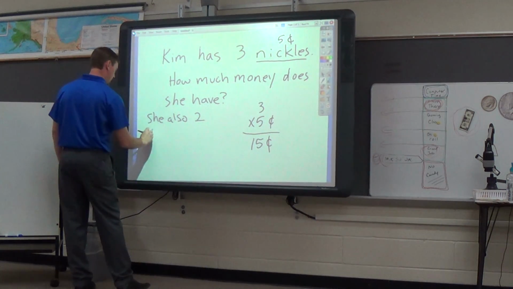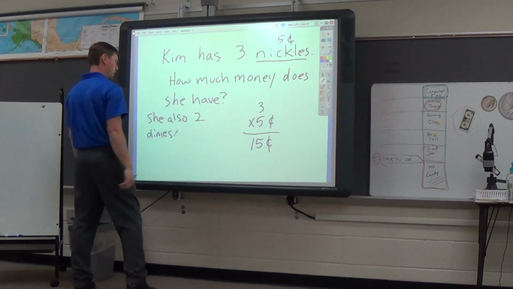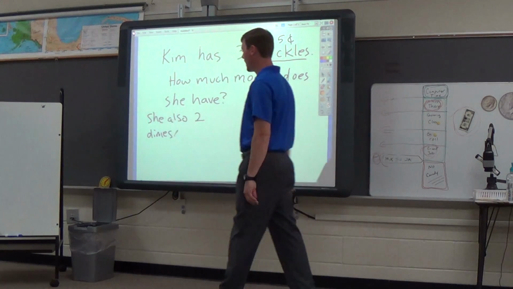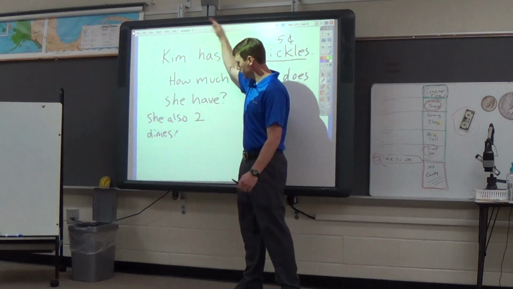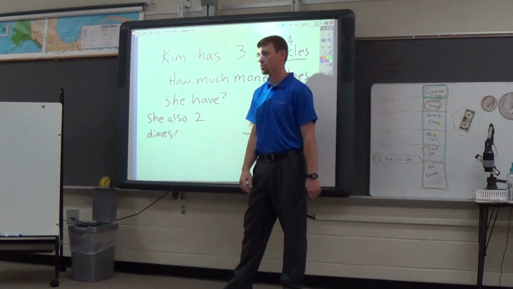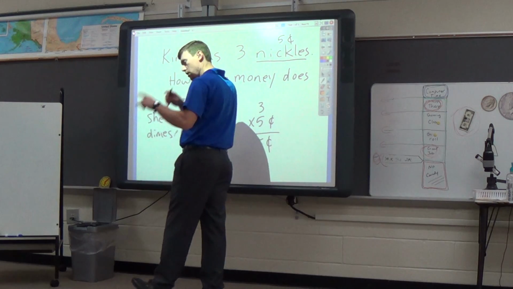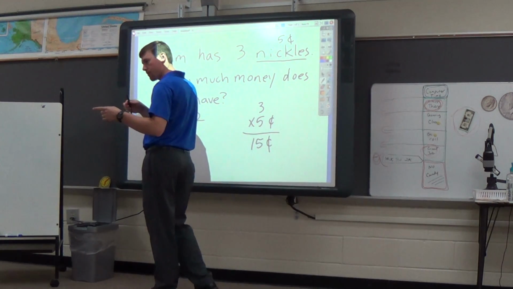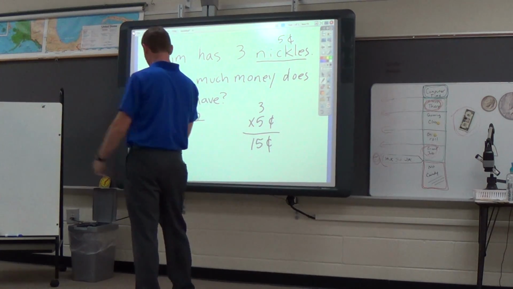Now, if I come down here and I said she also has 2 dimes. She also has 2 dimes. How much money does she have there? Not counting this, just counting this. 2 dimes. How much money does she have? Yes, sir. 15? Not quite. Okay, so here's the biggest question. How much is a dime worth? Yes, sir. 10. Okay, that works.